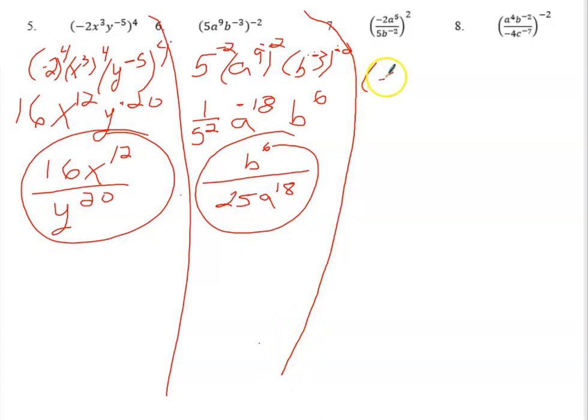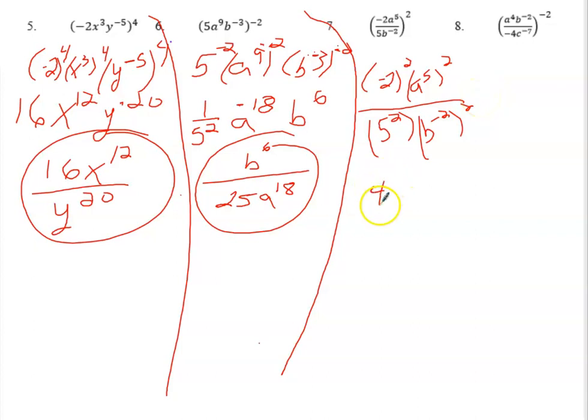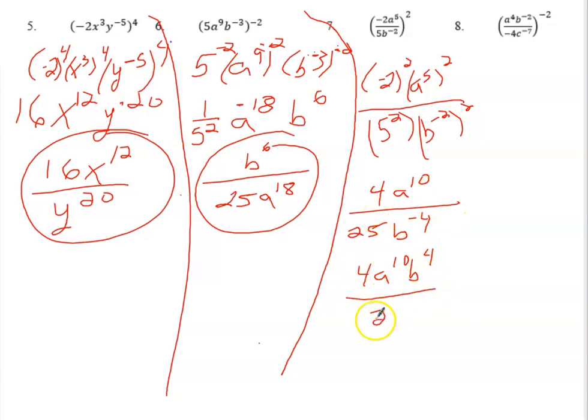Okay, the next one, we have negative 2 squared, a to the fifth squared, 5 squared, and b to the negative 2 squared. Negative 2 squared is negative 2 times negative 2, which gives us 4. This gives us a to the 10th over 25. This gives us b to the negative 4. The negative exponent is going to go to the top, so it's 4a to the 10th, b to the 4th, over 25 as our final answer.